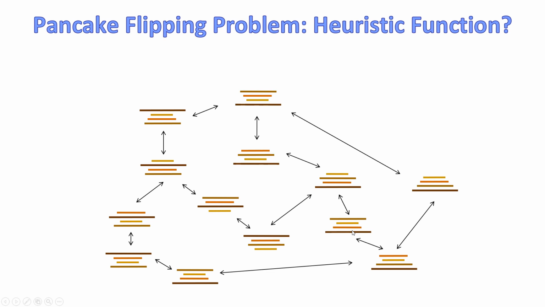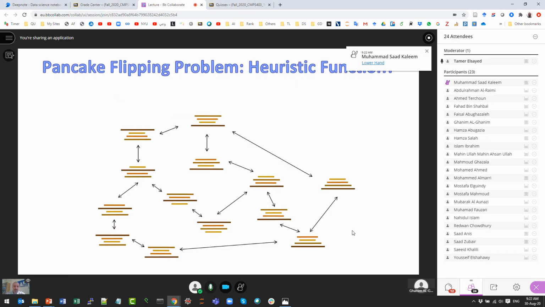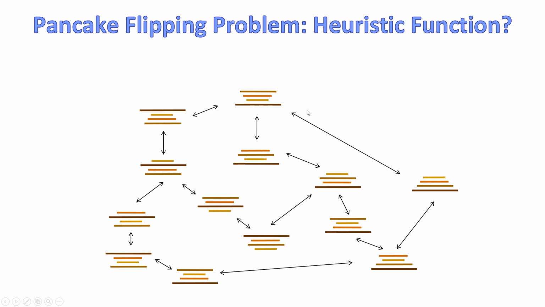So given that we have something like this state space graph between the states, what could be a heuristic function? What could be a good heuristic function in this case? Any suggestions, Saad? Number of pancakes that are out of place can be a heuristic function. Why? Why that could be a good cost, Saad?